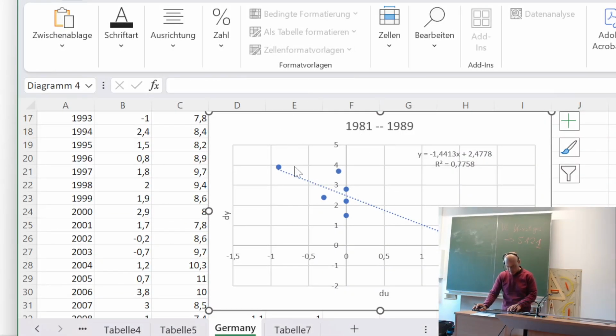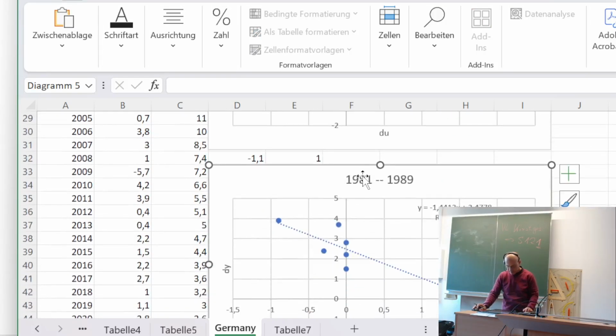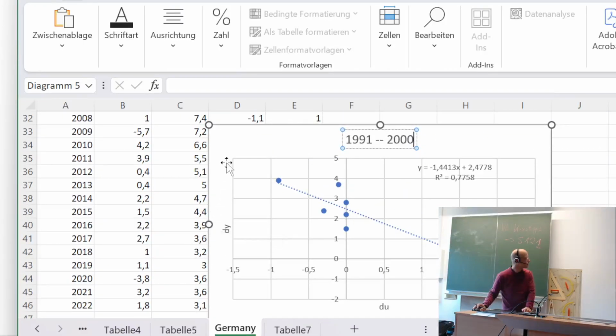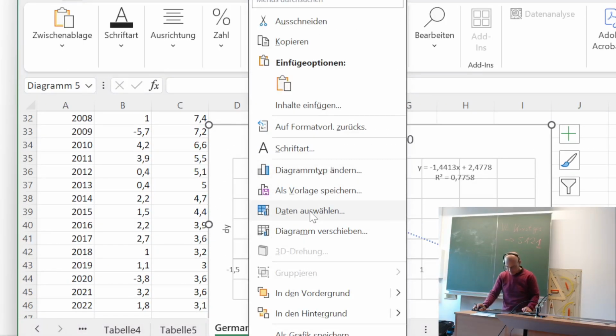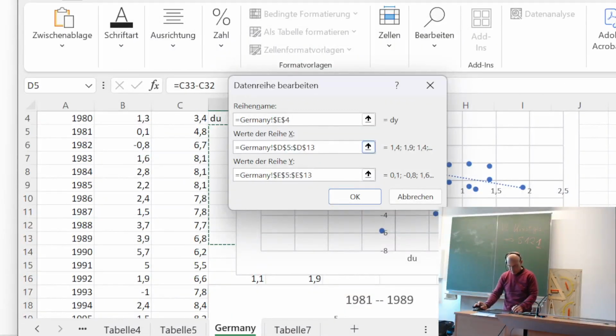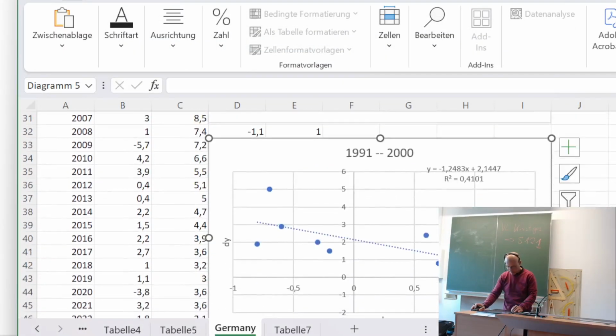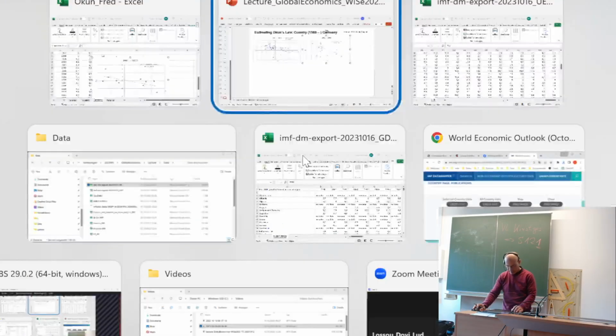Okay, then the next one. Let's take from 91 until 2000, and this is then from 15 to 24, from 15 to 24, then we obtain this one.